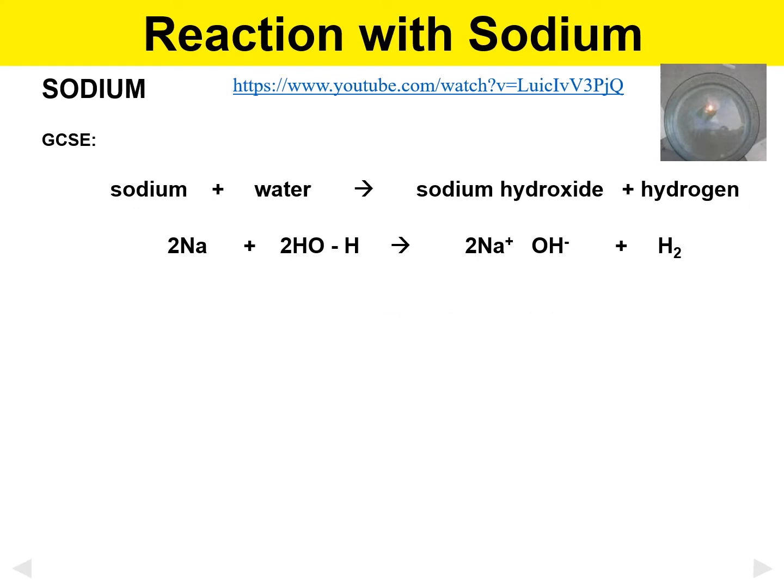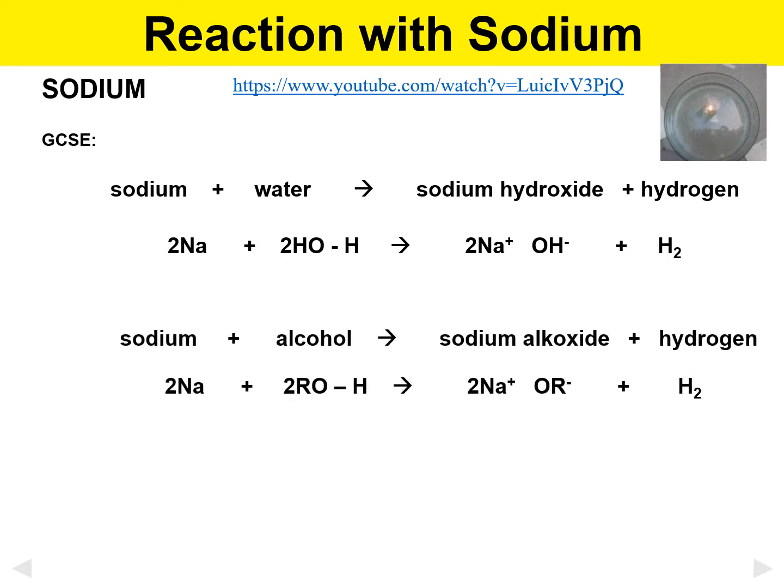At GCSE level, we met the reaction of sodium with water. The reaction of sodium with an alcohol is quite similar. This is where the OH bond is breaking, and when sodium reacts with ethanol, we produce sodium ethoxide. The observations are similar to water as well, in that we get fizzing when a small piece of sodium metal is added to the alcohol.